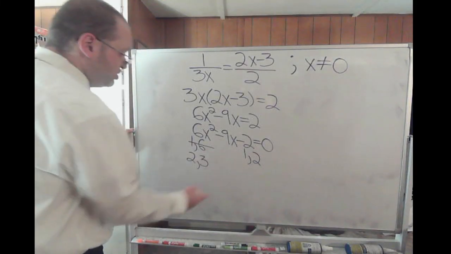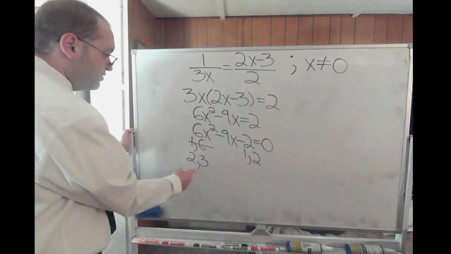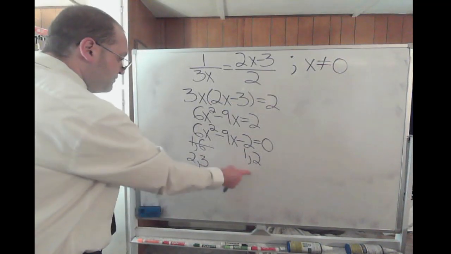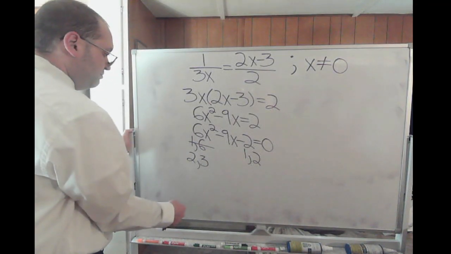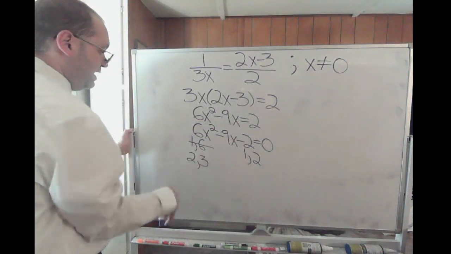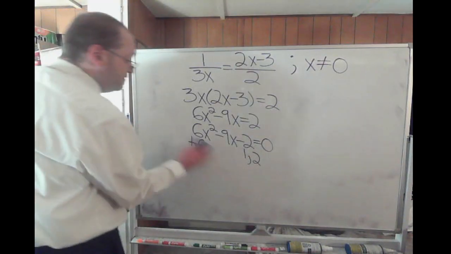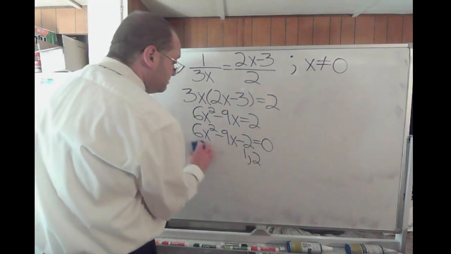Sometimes factoring's trial and error, as I said. Okay, how about 2 and 3 and then 1 and 2? 2 times 2 is 4, 3, no, that's not going to work. 6 and 2, that'd be 8. Okay, so this isn't factorable, unfortunately. This is not a factorable equation.